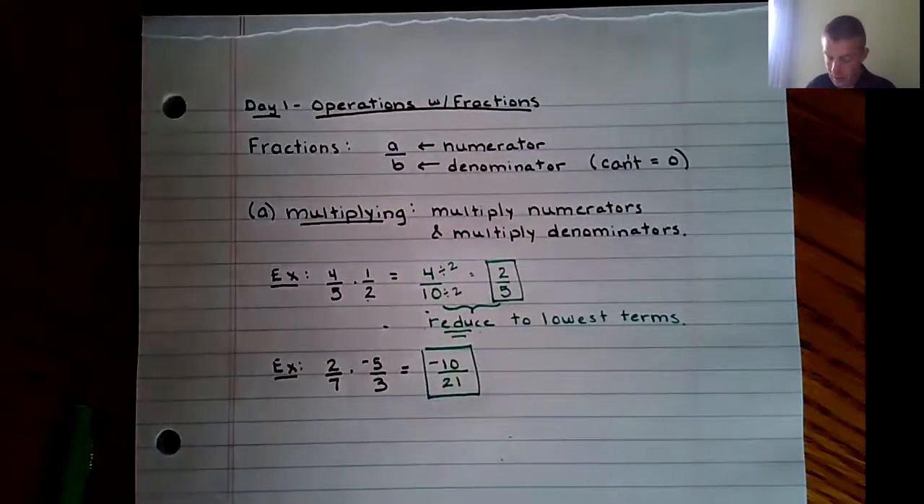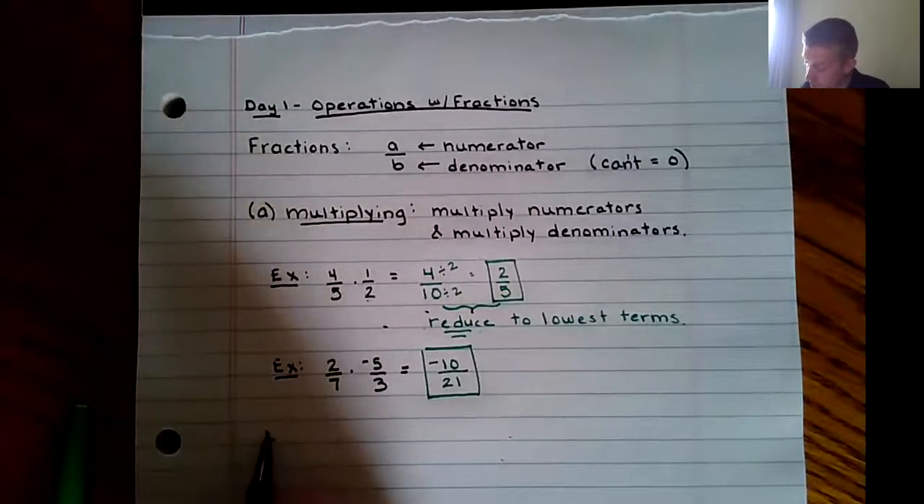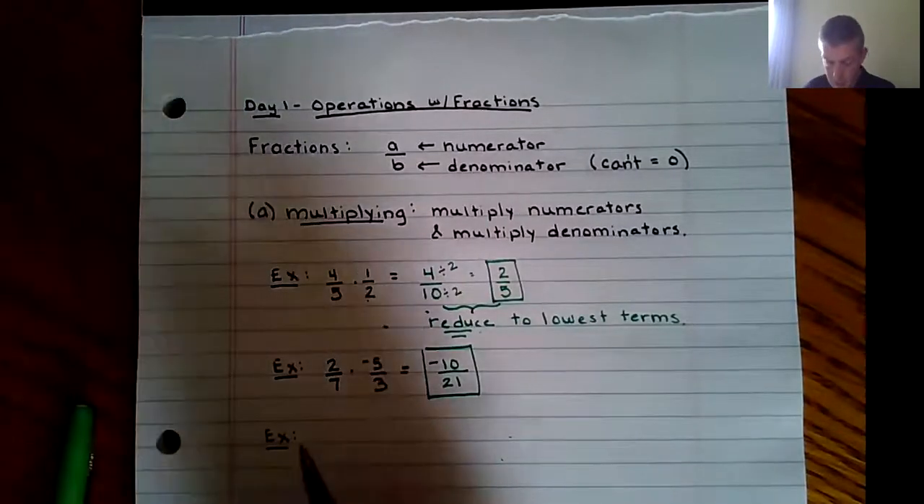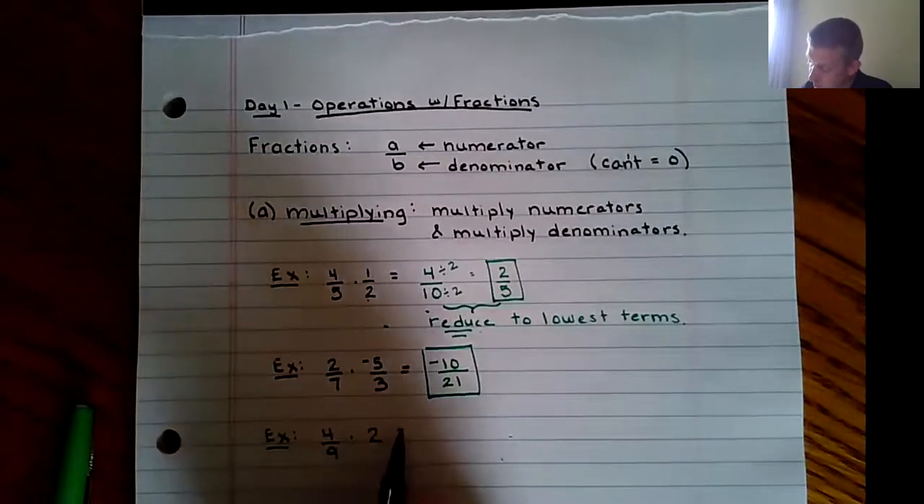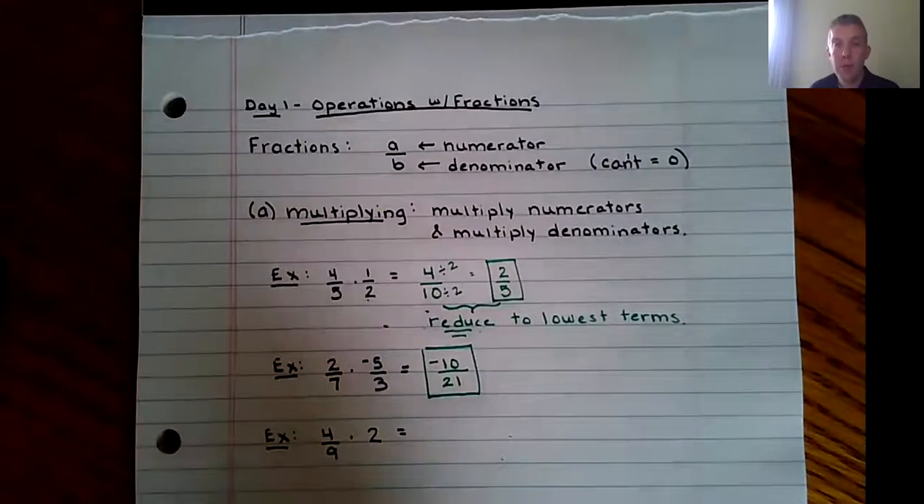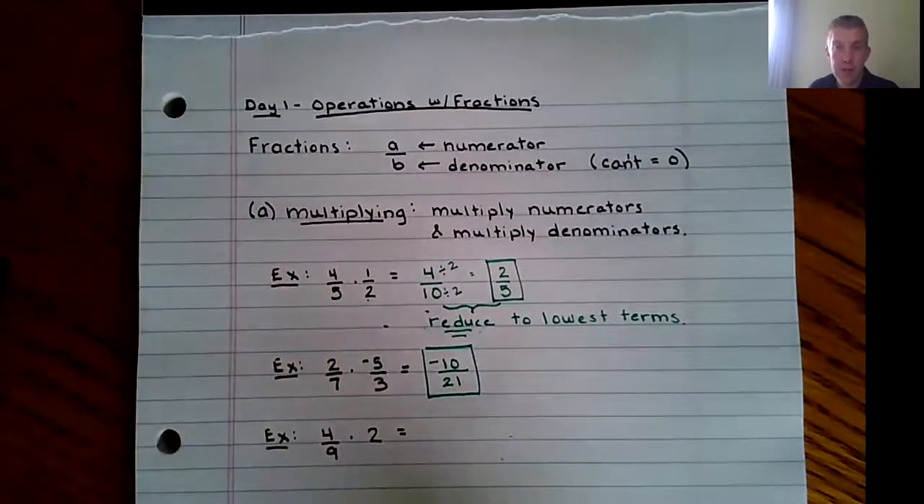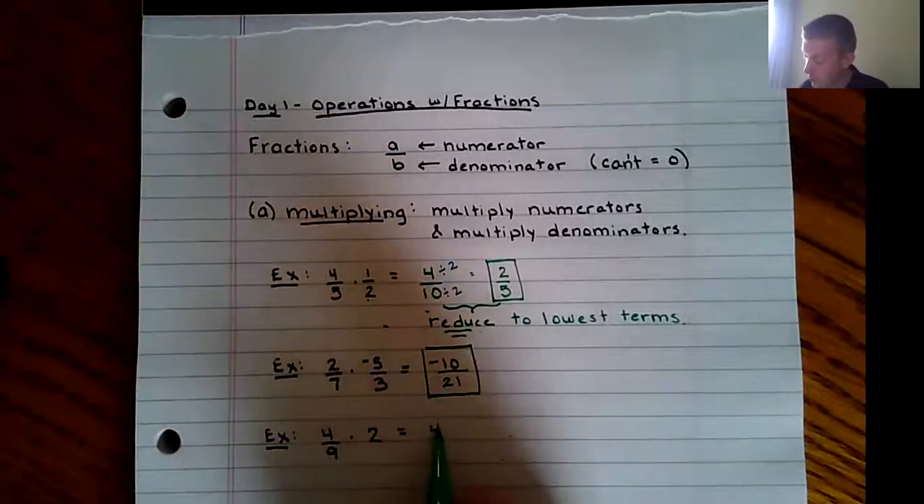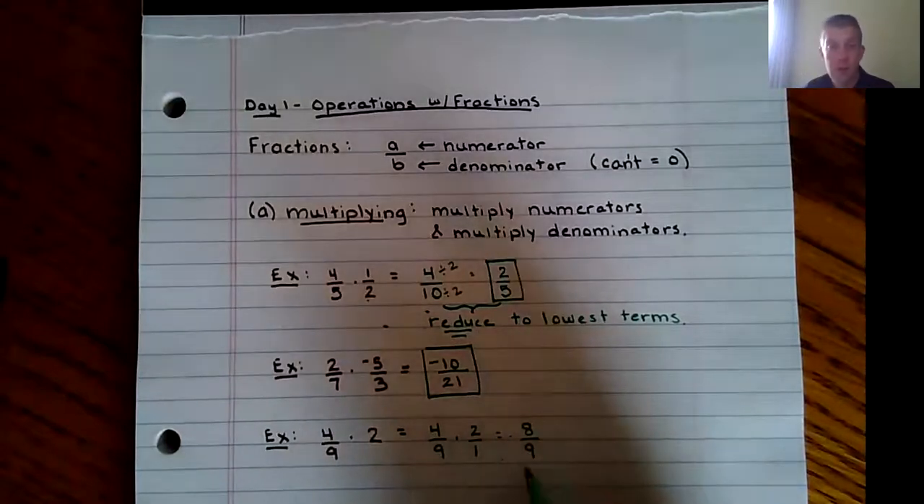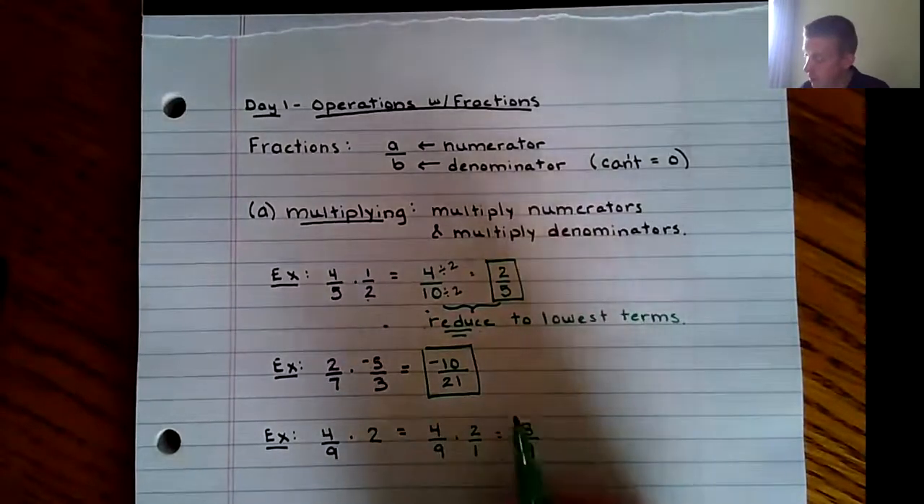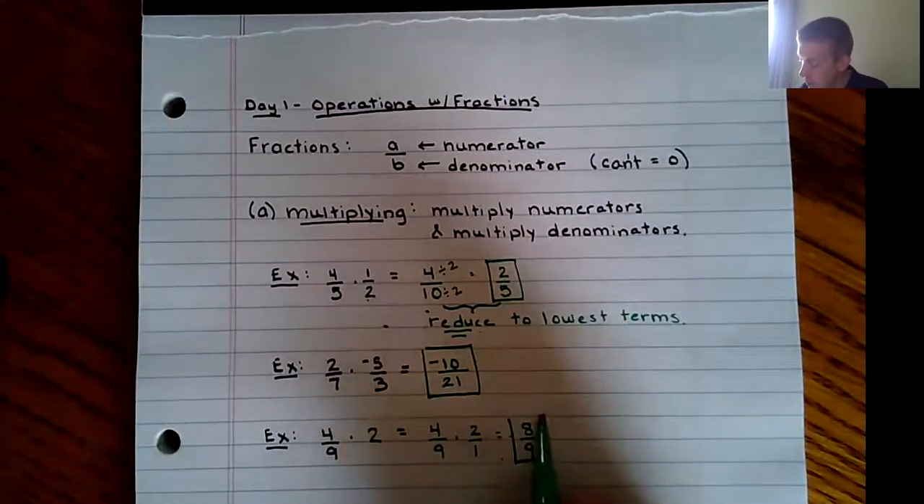Right, next one. We've got 4/9 times 2. So when I'm multiplying by a whole number like 2, what do you know? You know that it's really 2 over 1, right? So this is really 4/9 times 2 over 1, which is 8/9. And again, there's no number that goes evenly into both of those. So 8/9 is our answer.